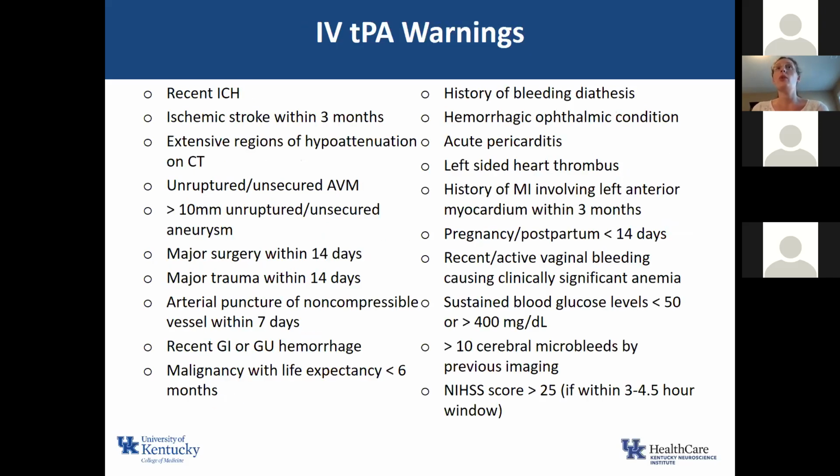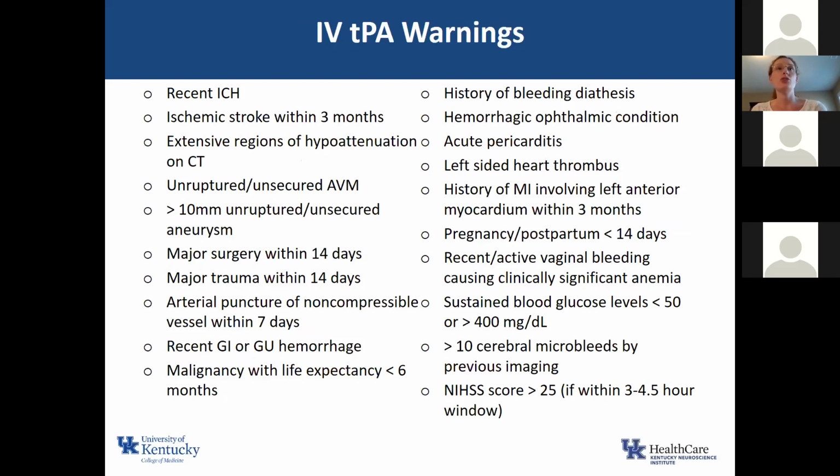Now, all of these are warnings. So these are not contraindications, they're just warnings. So you have to consult with the stroke neurologist to determine if the benefits outweigh the risk. So recent, that word is very broad. Recent, what does that mean? So you have to use everything in context.